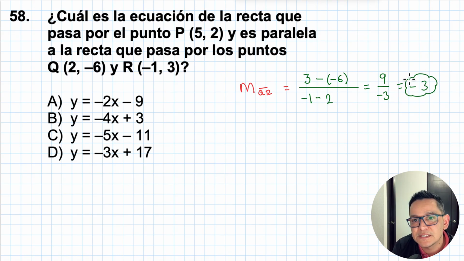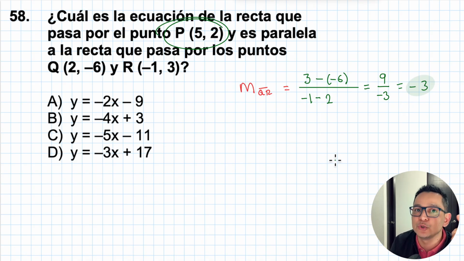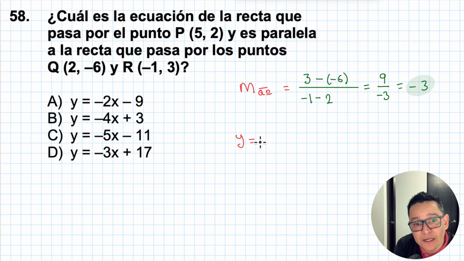This is the slope of the line. That's the slope of the line that passes through Q and R. And that slope has to be the same as the slope of the line that passes through point P. Right, because they're parallel. Therefore, the slope of the line that passes through P also has to be negative. And then, what follows is simply to remember the equation of the line in its slope-intercept form.